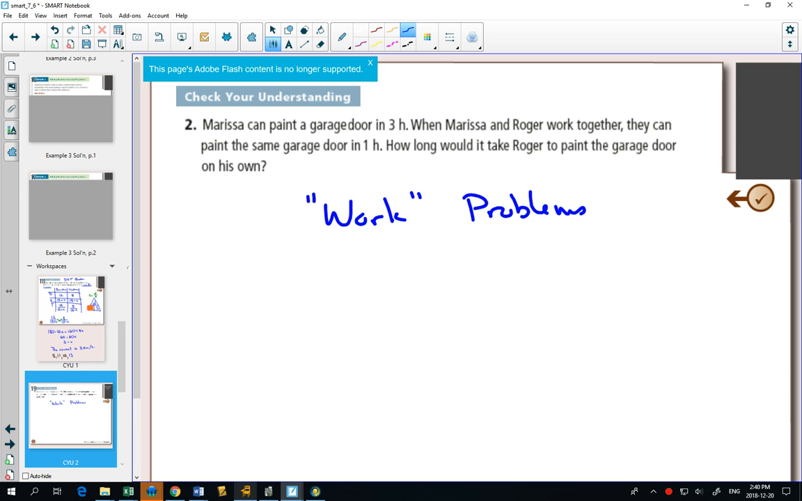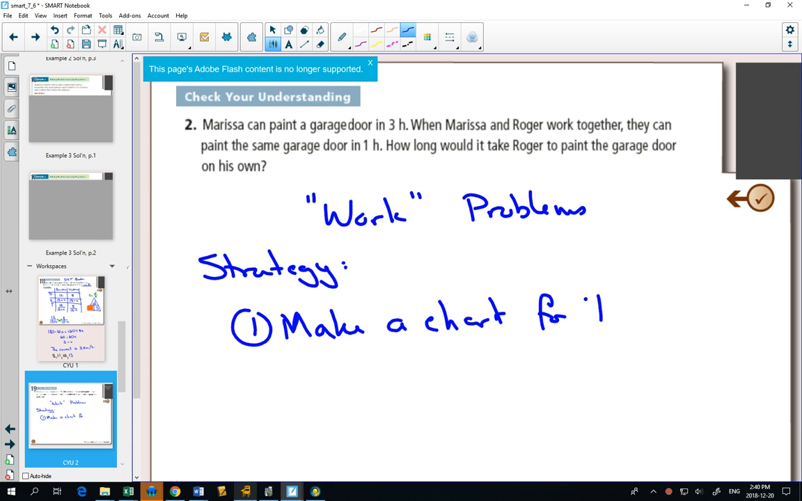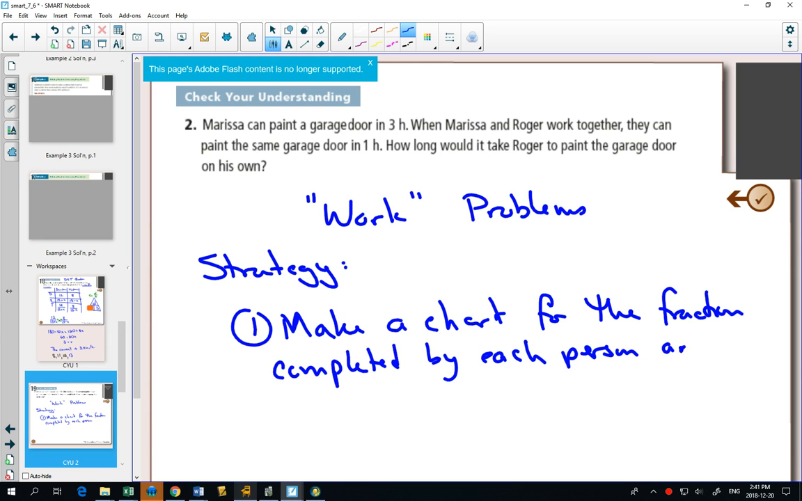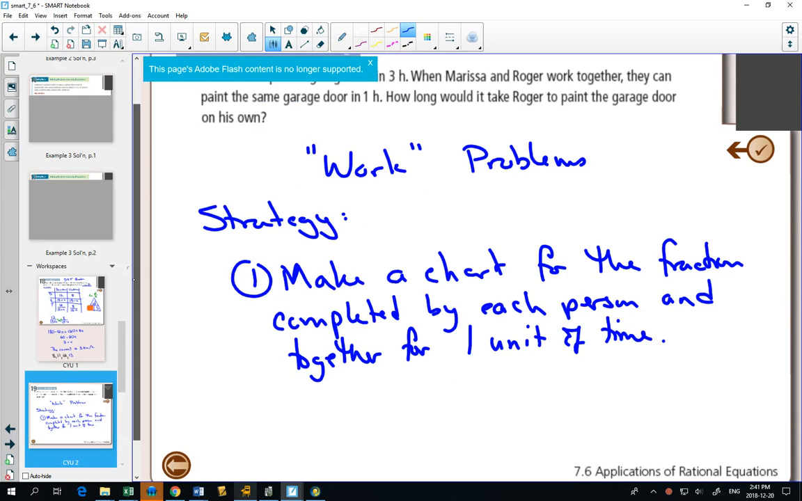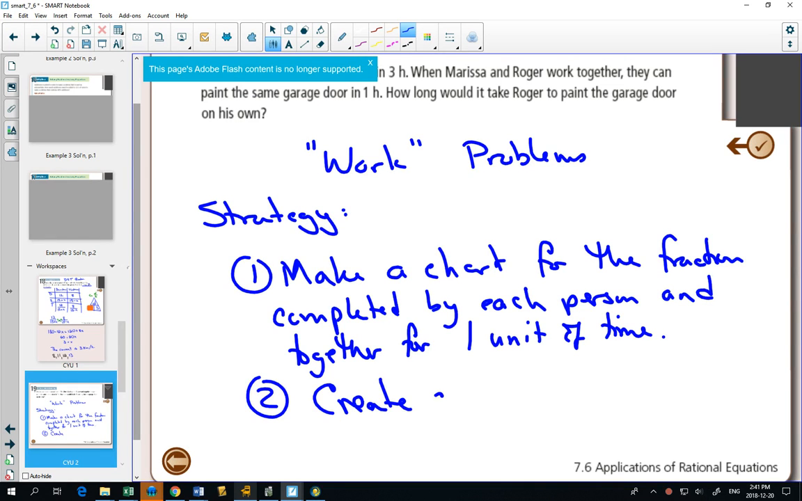Okay? So for these work problems, the strategy that we're going to use is to make a chart for the fraction completed by each person and together for 1 unit of time, and then create an equation from the chart and solve.